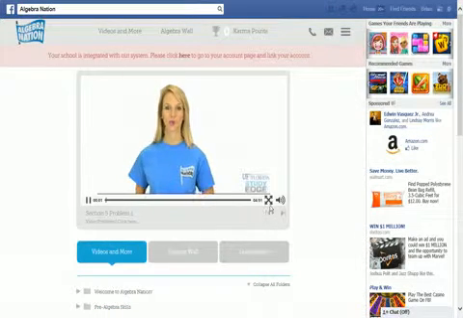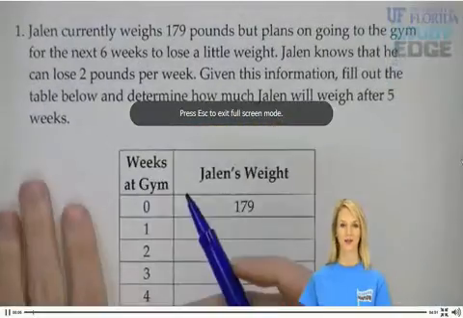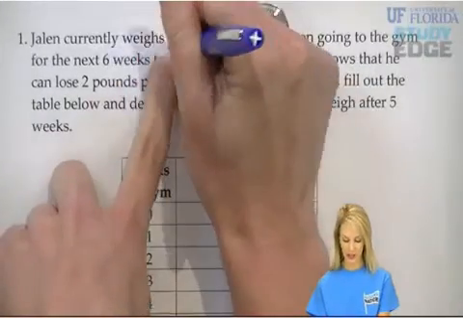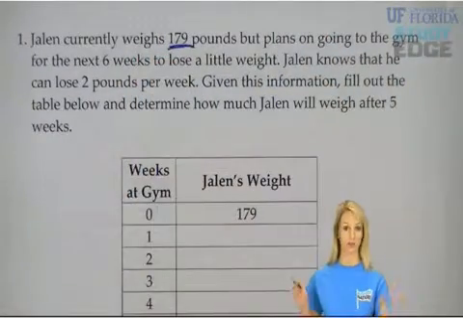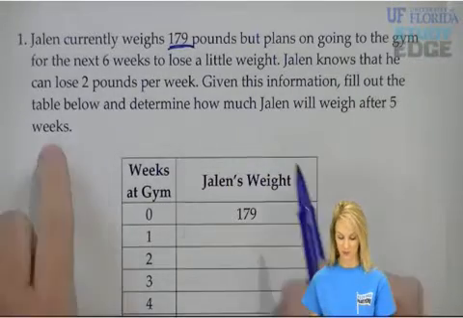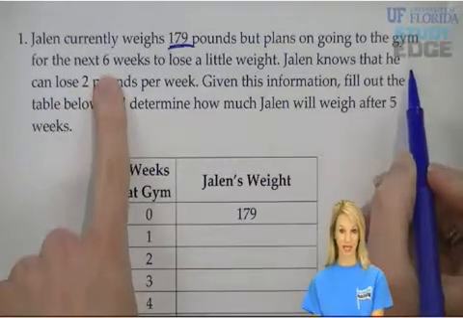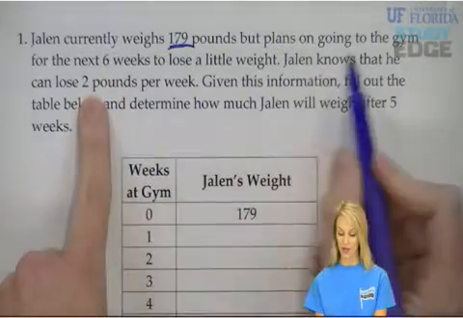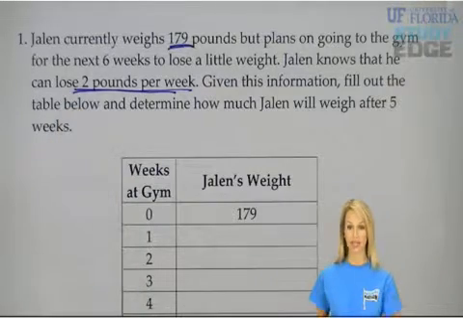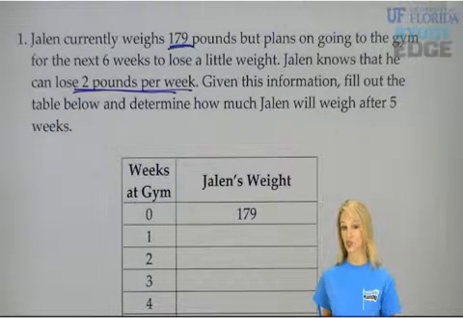So our first problem, we have Jalen, who's going to start going to the gym so he can lose a little bit of weight. Now, we are told some information about Jalen and his weight loss plan. So he's starting off at 179 pounds. So before he starts working out, he gets on the scale and weighs 179 pounds. Now, he's going to go to the gym for the next 6 weeks to lose a little bit of weight. Now, he can lose 2 pounds per week. So each week that he works out, he's going to lose 2 pounds.